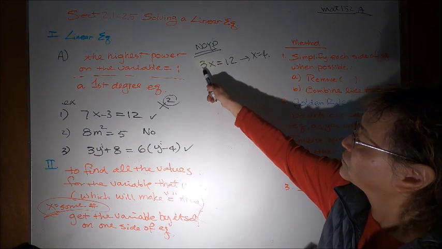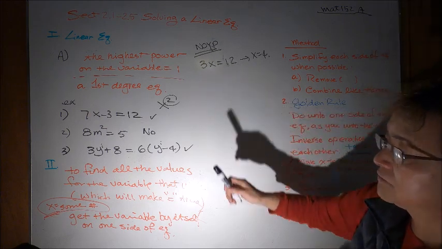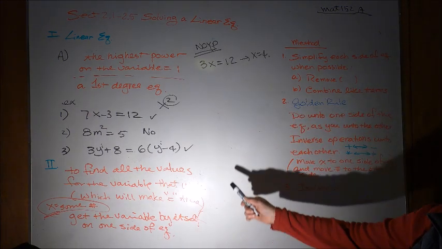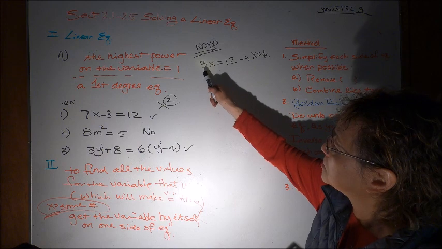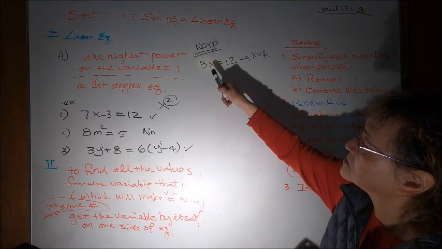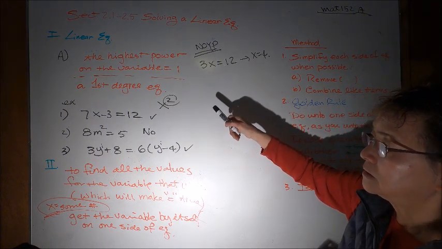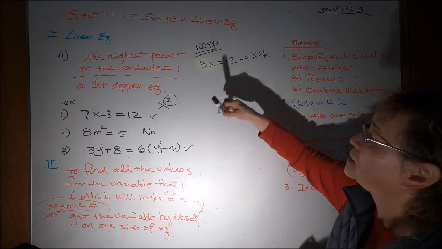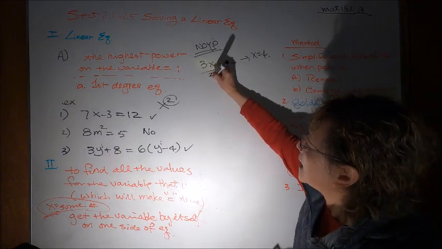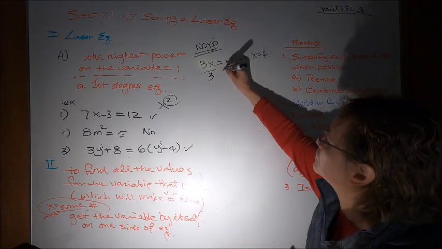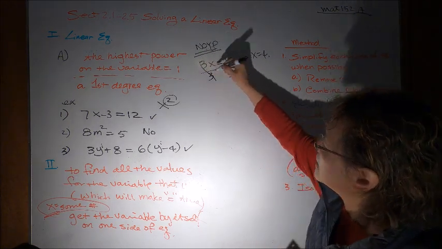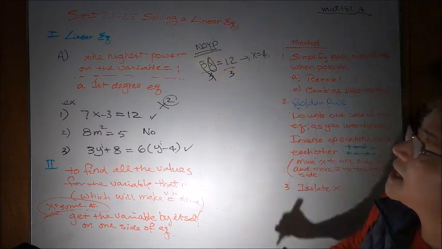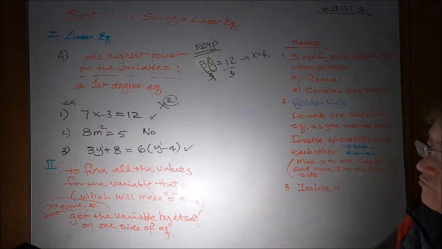Then with 3 times x, you want to get rid of the 3, right? Because between 3 and x, it's a multiplication. It's multiplying a number, so you will get rid of 3 by doing the opposite, dividing by 3. If you divide by 3, then you get x by itself, which would be 4, right?